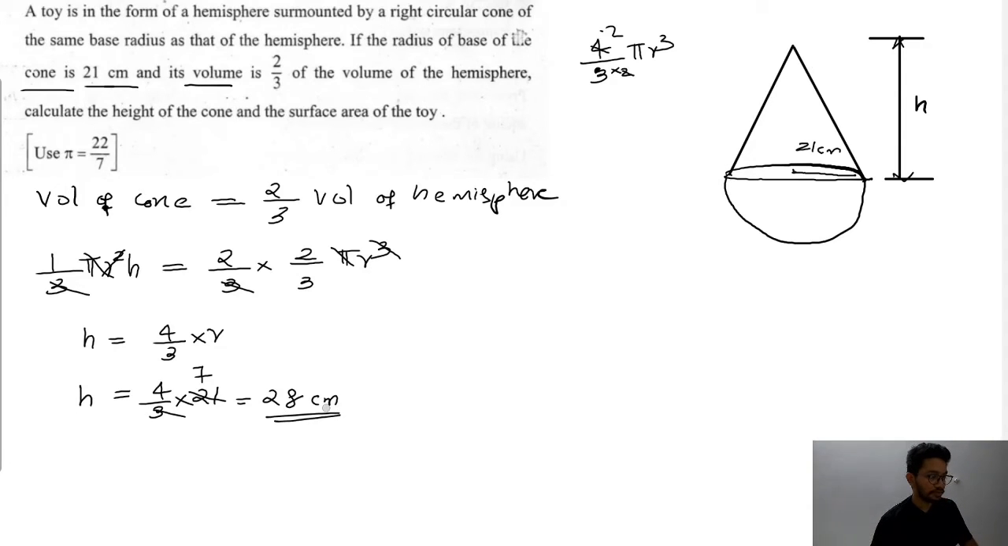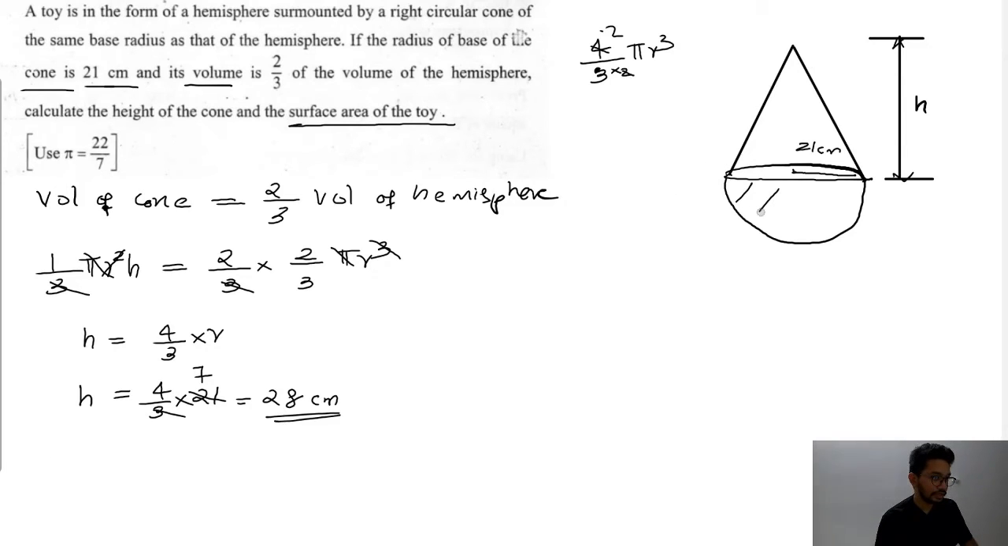So we got the height of the cone, and they asked us to find one more thing, the surface area of the toy. To calculate the surface area of the toy, our equation is the total surface area.